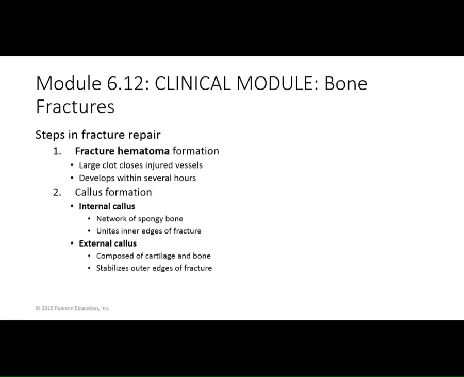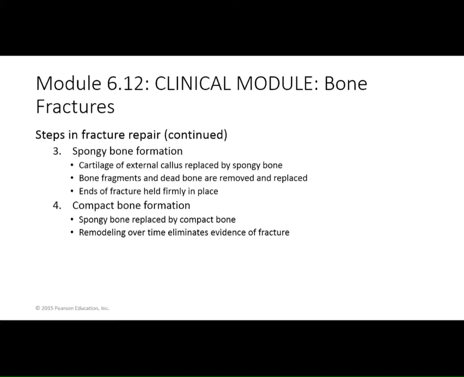Then there's going to be a callus. And there's going to be two calluses, an internal and an external callus. The internal callus will be along the spongy bone, and that'll help reunite the inner edges of the fracture. And then the external callus will be more of the cartilage and bone from the outer edges. The names kind of tell you. There will then be some spongy bone formation. So the spongy bone will be the first thing to form.